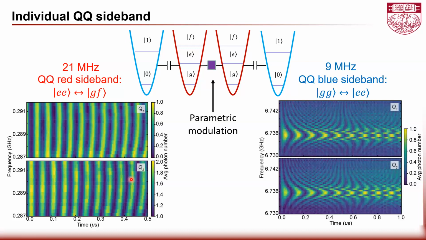I can also send the sum of the two transmon frequencies and realize the GG to E QQ blue sideband, which is 9 megahertz here. I'm also plotting it, and you can see nice oscillations with the two transmons happening at 0 to 1.